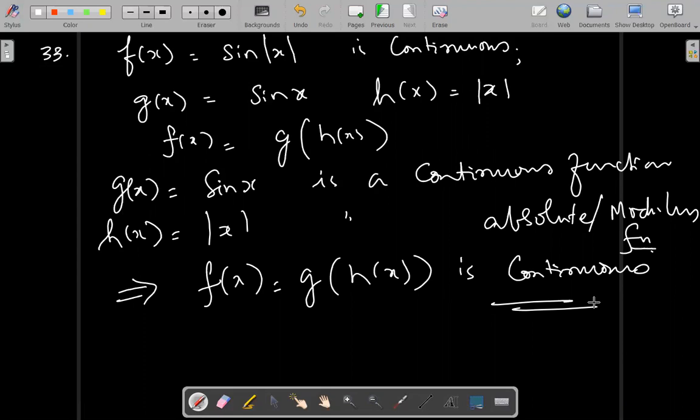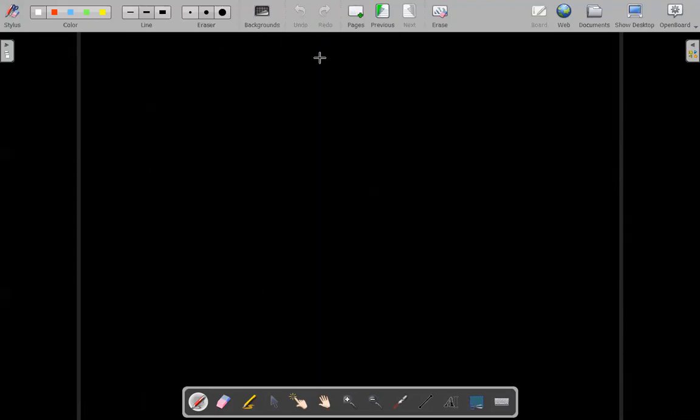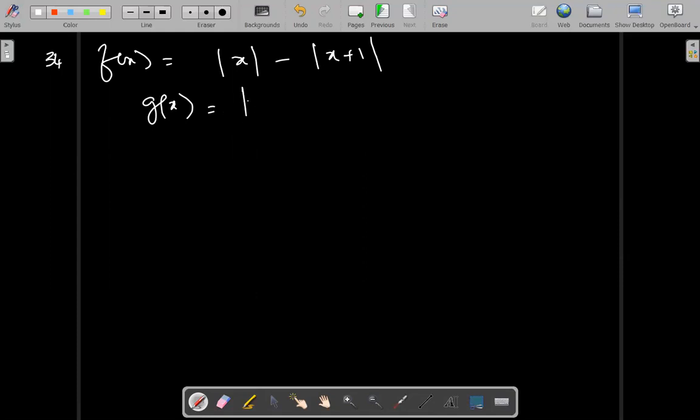Find all the points of discontinuity of f defined by f of x equal to mod x minus mod x plus 1. So f of x equal to mod x minus mod x plus 1. This also has to be done by the property of the composite functions. Let g of x, it's not composite, it's addition subtraction. g of x equal to mod x, h of x equal to mod x plus 1. Understood, right? This is mod x plus 1.